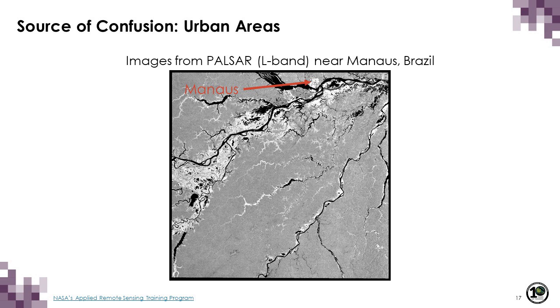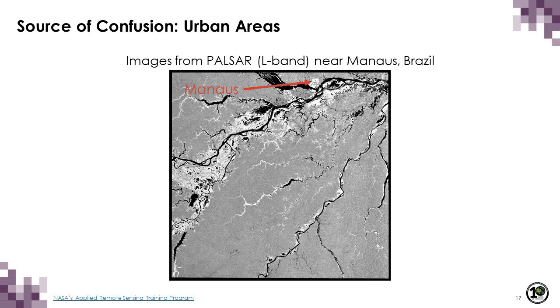And the city of Manaus, which is quite a large city, with about 2.5 million people including its suburbs, also appears very bright, as bright as flooded vegetation. This is because the dominating scattering mechanism is the same: double bounce. Right angles form between smooth surfaces, such as roads in urban areas, and vertical structures, such as buildings, causing this high return.